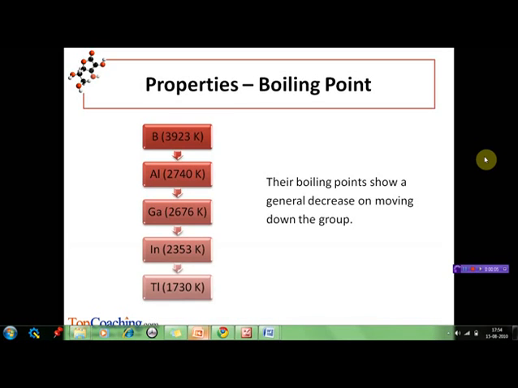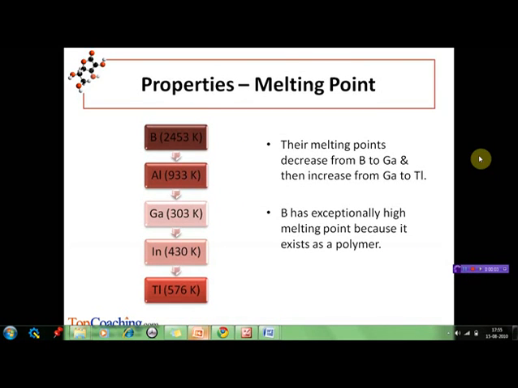On moving down the group, their boiling points also show a general decrease, because as we move down the group, we know that their size increases, causing a gradual decrease in the strength of the cohesive forces. The melting points of these elements do not follow a definite order. As we can see, the melting points first decrease from boron to gallium and then increase from gallium to thallium. Boron has an exceptionally high melting point because it exists as a polymer.